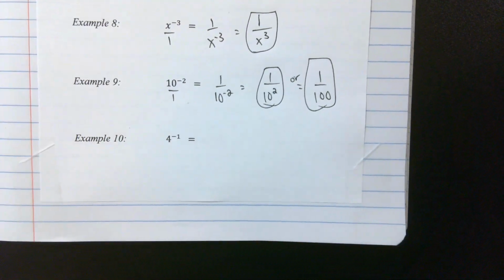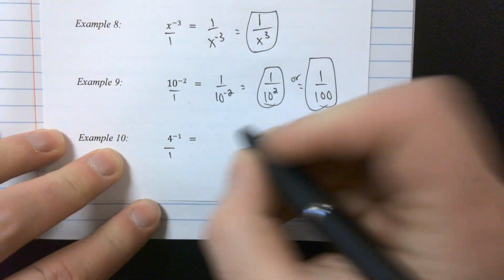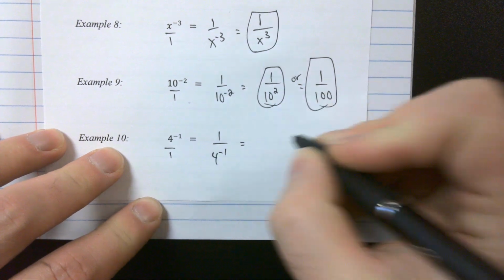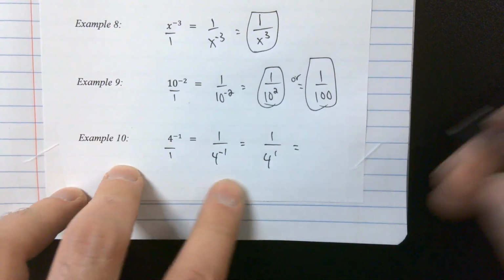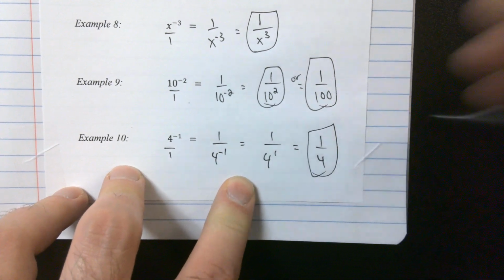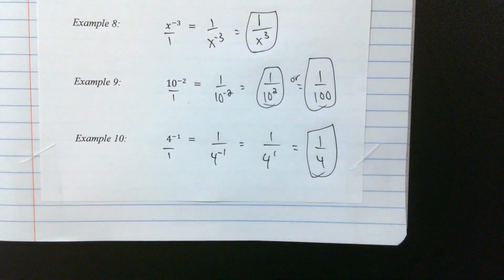Last but not least, example number 10. What am I going to do in number 10? Put a 1 on the bottom, then what? Flip it around, then what? Perfect. What is 4 to the first power? 4. Just like that. Look at that.